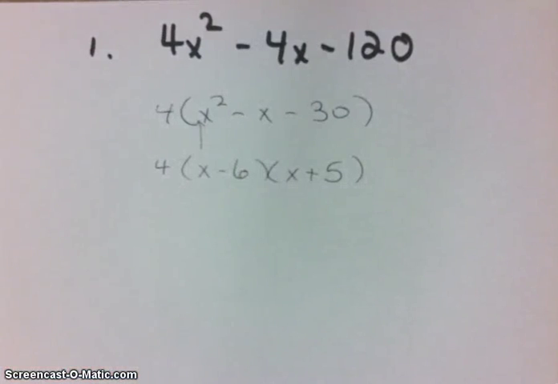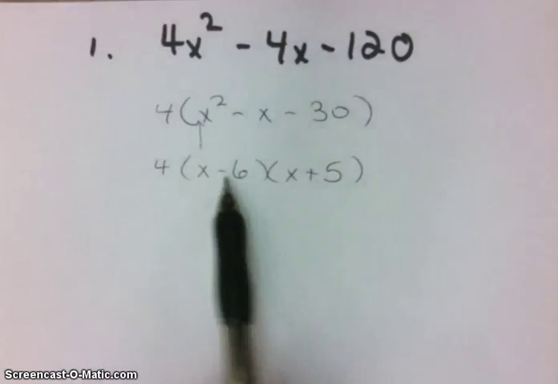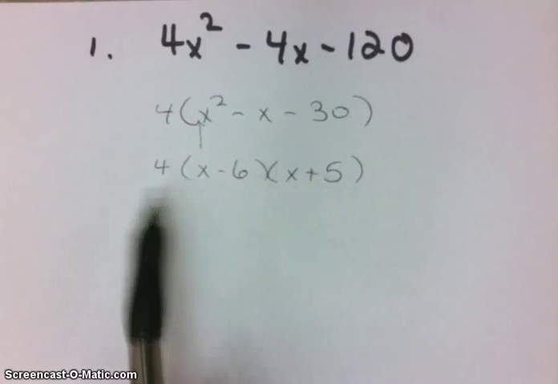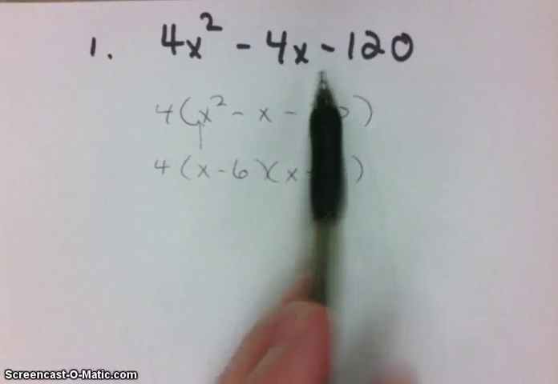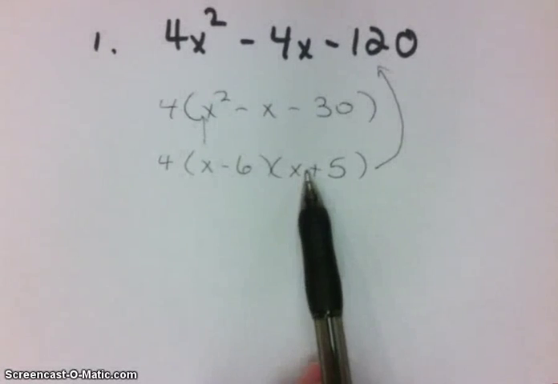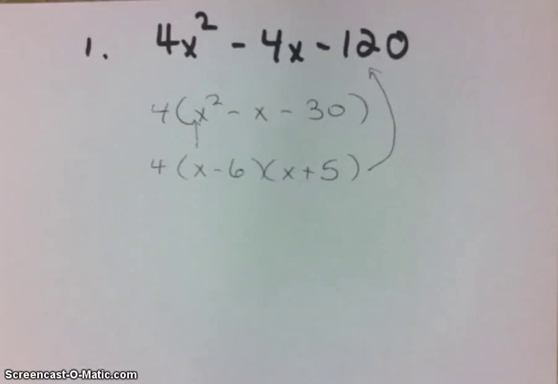So we've just factored 4x squared minus 4x minus 20. If you were to distribute through these two linear binomials and then distribute the 4, you would come right back to this quadratic. So this expression and this expression are exactly the same. Good job.